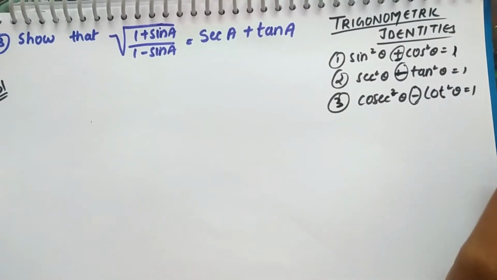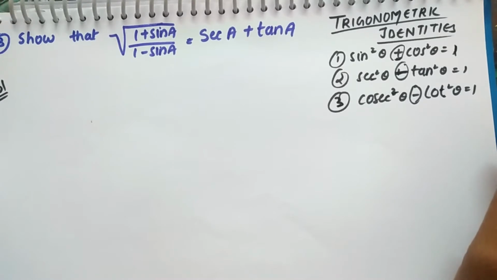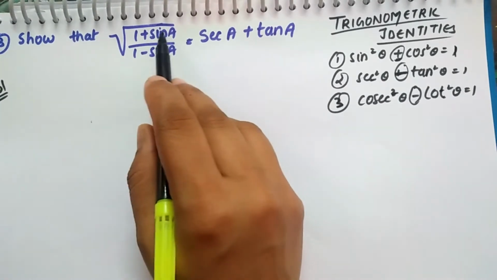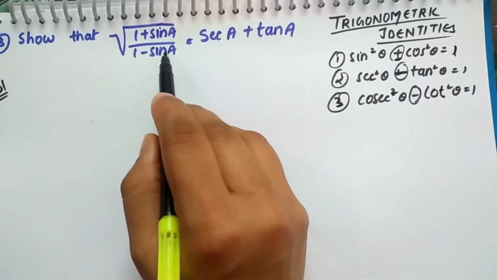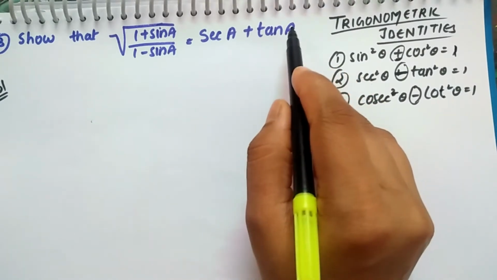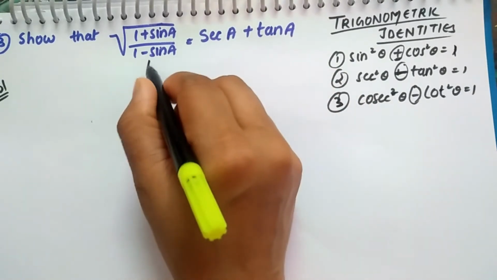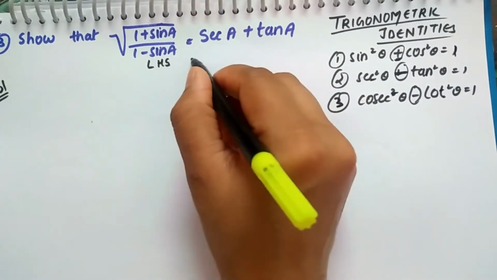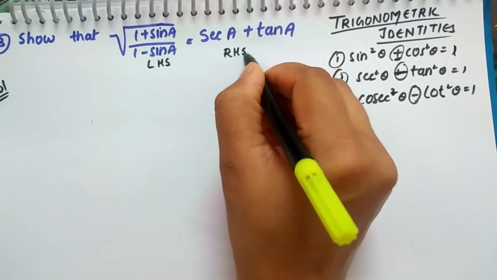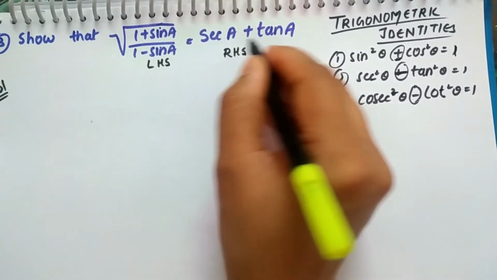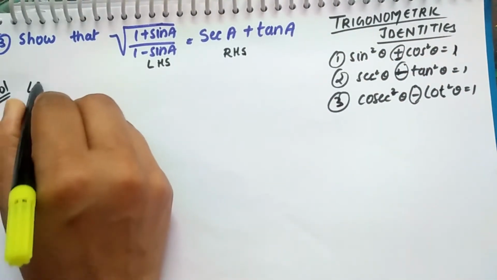Now, yesterday we have done till the second problem of exercise 11.4. Now we'll be moving further with the third problem of exercise 11.4. It's given: show that the root of (1 plus sine a) by (1 minus sine a) is equal to secant a plus tan a. Whenever we have a problem where we have to show or prove something, we take one side as the left hand side and the other value as the right hand side. We start with the left hand side and end up showing that it is equal to the right hand side.